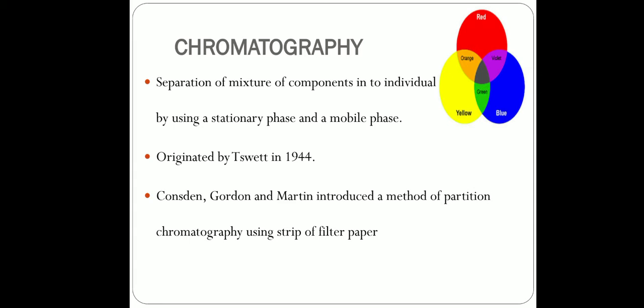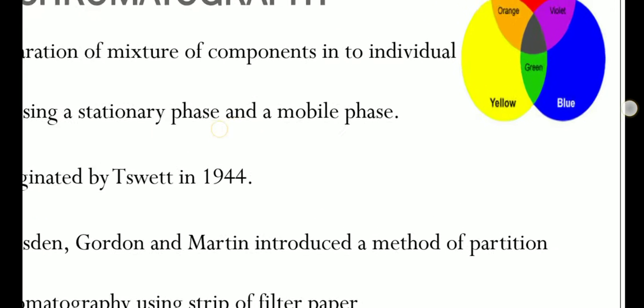So chromatography, that is a process. Chromatography means it is a process for separating a mixture of components into individual components. How can we separate it? By using a stationary phase and a mobile phase. So we have a group of compounds. We have to separate the group of components into individuals by using a stationary phase and a mobile phase. That technique is known as chromatography.